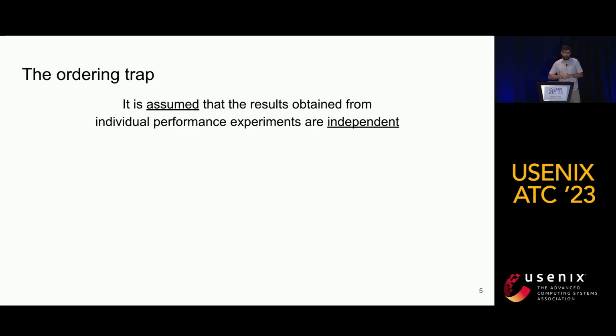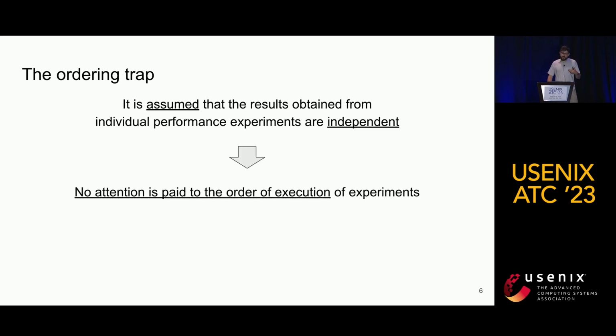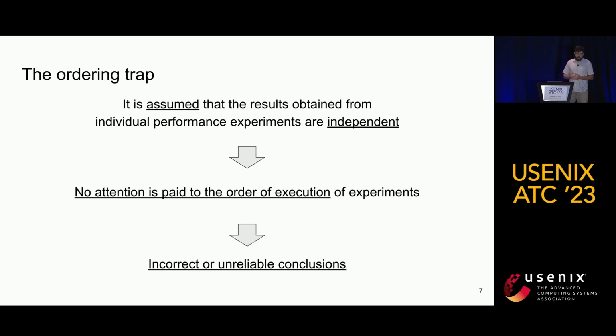Well, let's step through it one more time. Here's how it works in our opinion. It starts with this assumption: we can't assume that results obtained from individual performance experiments are independent. It may or may not be true, but that's the underlying assumption here. It causes us to run the tests in any order, basically without paying attention to the order effects. And then in the end, we get incorrect or unreliable conclusions. We can also call them biased conclusions, where the ordering becomes the biasing factor. And again, next time we run it in a different order, maybe we get different conclusions. Hopefully for most experiments it's not an issue, but for some it could be.